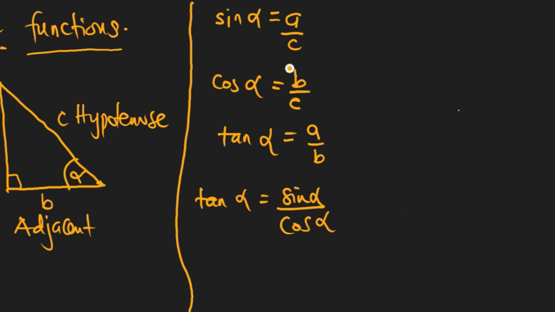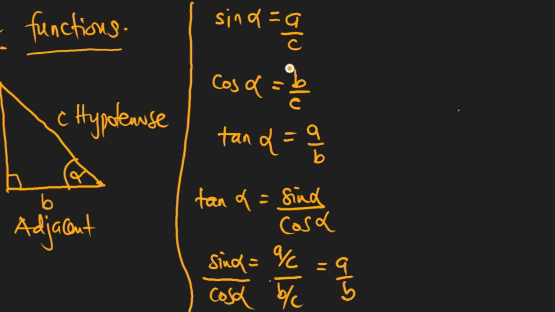Another thing to take note of is that tan is equal to sine over cos. Let's see whether this is true. So we already know that sine theta is equal to A over C over cos theta. Cos theta is also equal to B over C. So when we divide A over C by B over C, we get A over B, which is equal to what we have here. So it means that tan theta, or tan of the angle, is equal to sine over cos.